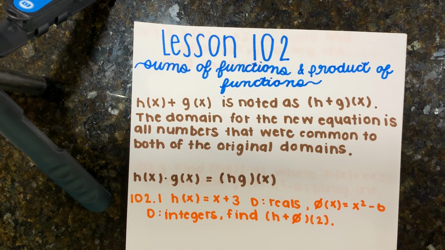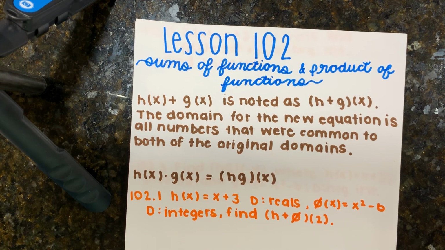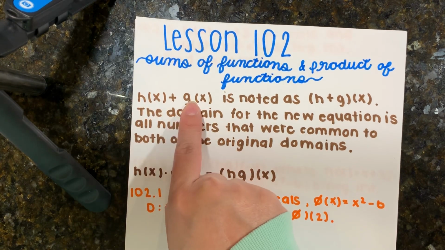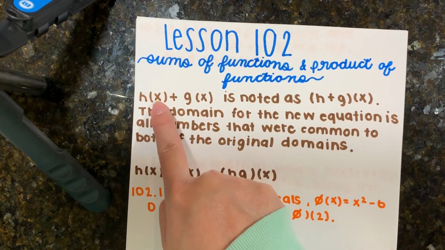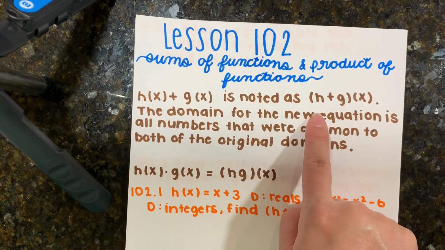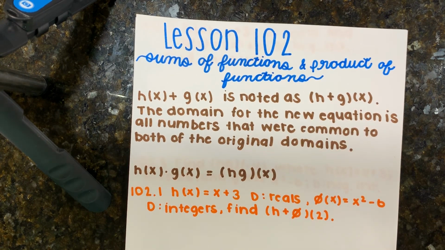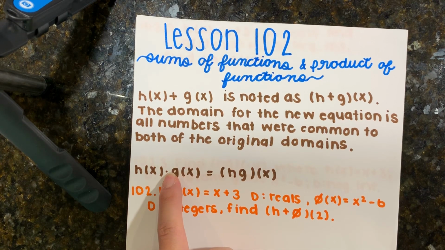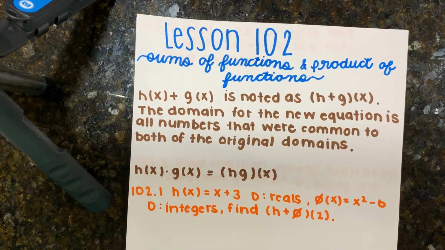And the topic of this lesson is sums of functions and products of functions. So what you are going to see is you're going to be given two functions, probably h and g, or two functions that will be added together and multiplied by each other. So if you see h of x plus g of x, it's going to be noted as h plus g of x. So you're just adding the two functions together. And if you see a dot in between them, that means you're going to multiply the two functions together.